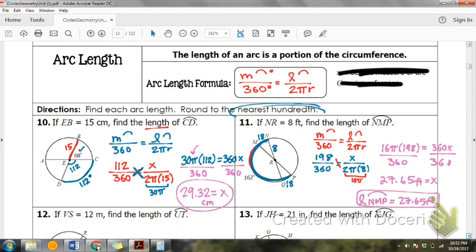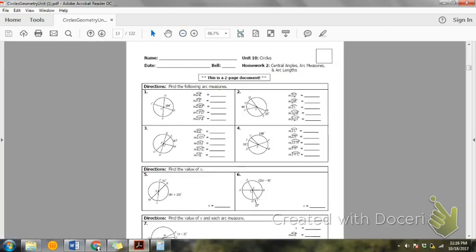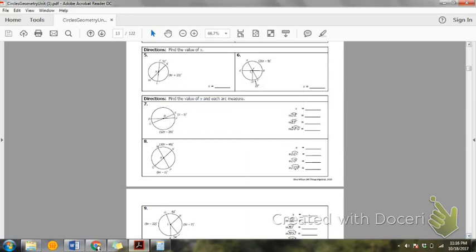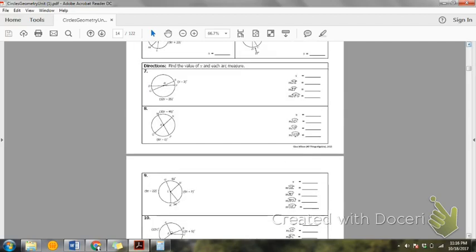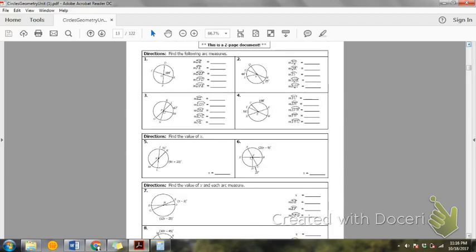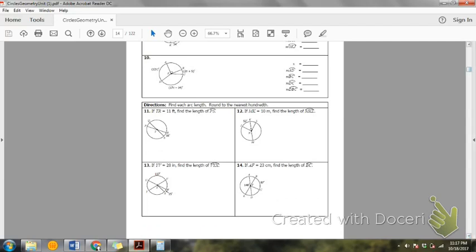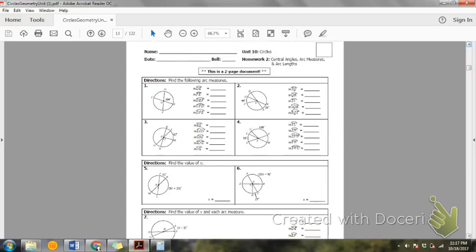Alright, so your homework then for this lesson is on the next page. And it won't say homework 2 on it right there. Computer is about to die. Let's do 2 through 14 even. Okay? 2 through 14 even on this page. Alright?